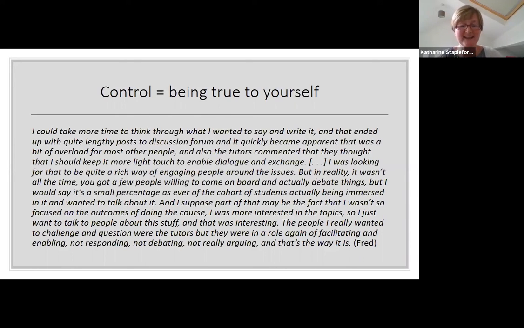And this suggests that dialogue has more than an instructional function. And also, again, the program structure, which according to Moore suits autonomous learners, actually functions to prevent Fred's autonomy in terms of being true to himself. So that's a couple of examples of the theme of control.